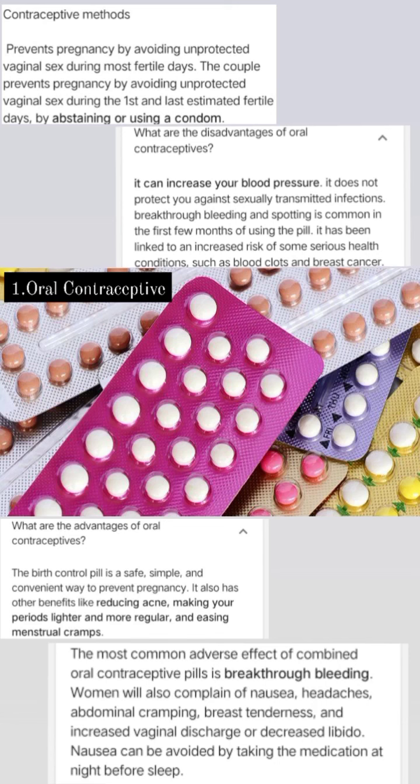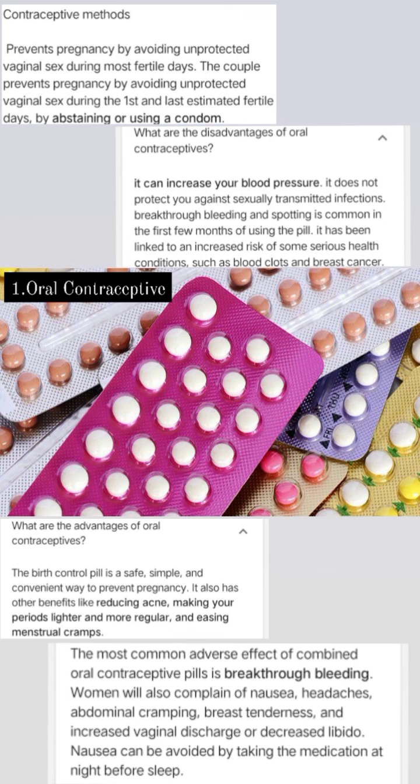Prevent pregnancy by avoiding unprotected vaginal sex during most fertile days. The couple prevents pregnancy by avoiding unprotected vaginal sex during the first and last estimated fertile days by abstaining or using a condom. What are the disadvantages of oral contraceptive?